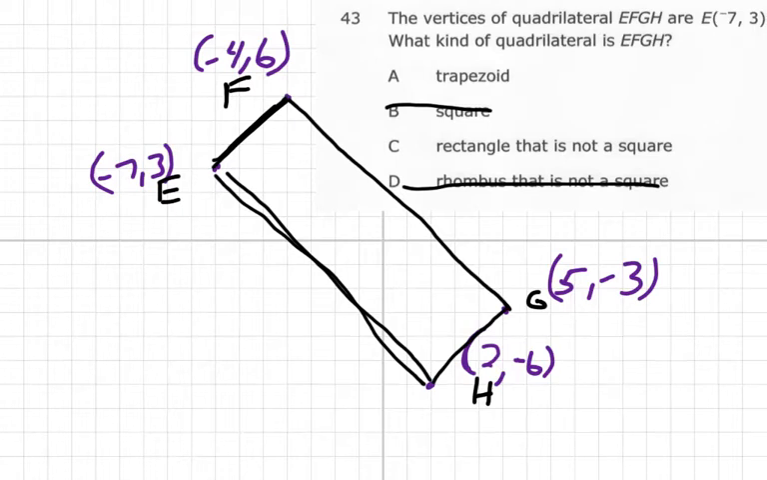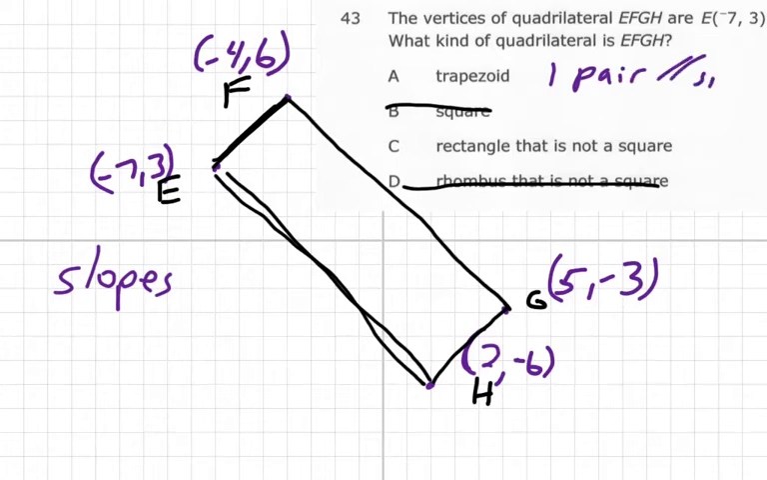I know that a trapezoid only has one pair of parallel sides. So what I'm going to do on this question is figure out the slopes, because I know a trapezoid only has one pair of parallel sides. Alright, so I need to find the slope of EH, and I just picked EH.